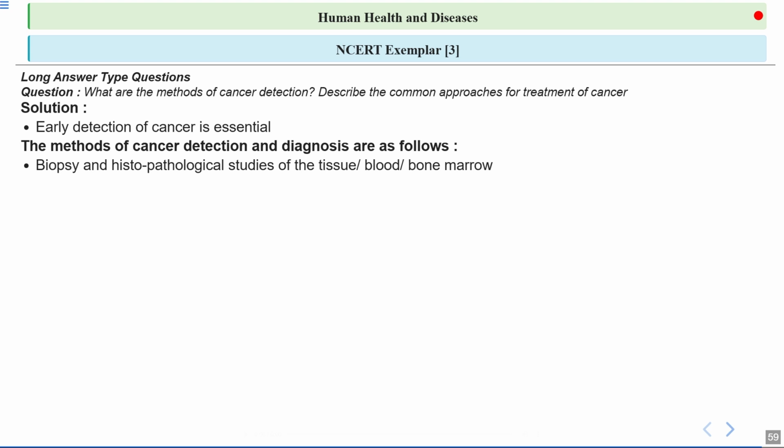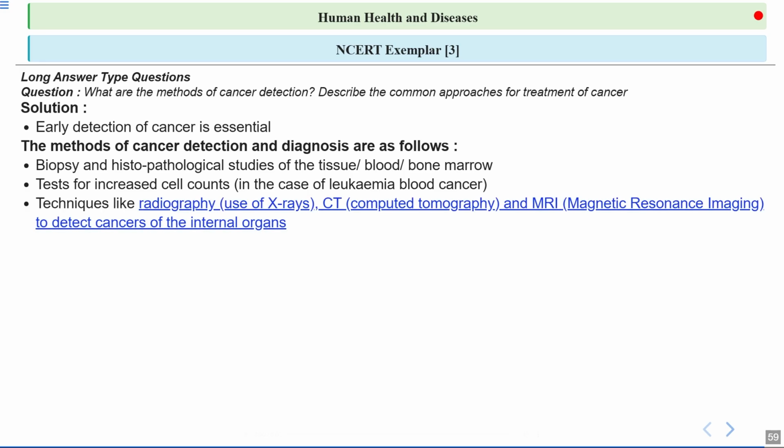The first method is biopsy and histopathological studies. So this involves taking a small sample of tissue, blood, or bone marrow and examining it under a microscope. Now, tests for increased cell counts are done in the case of leukemia, blood cancer. So leukemia is the cancer of the blood. In this case, you look at the increased number of cell counts. So this can show that the person is having leukemia.